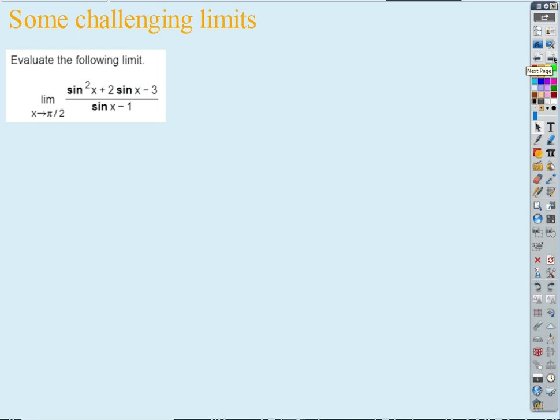So unsurprisingly, if I plug in pi halves, what do you think I'm going to get? 0 over 0. Yeah, because what is sine of pi halves? So do you instantly think unit circle when I say stuff like that? Good. I want to do a day, we're going to do a unit circle day where I do nothing but unit circle. It's 1, you're right. So we end up with 1 squared plus 2 times 1 minus 3, which is 0. On the bottom we get 1 minus 1, which is 0.